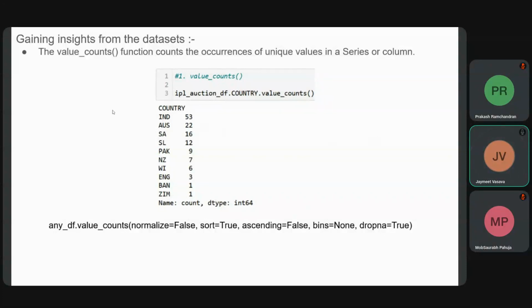So let's say we want to see how many players played in IPL, and which countries they are from. If we use countries and use value counts, it will tell us, counting the unique values, how many players belong to each country. So you can see starting from India, Australia, South Africa till Zimbabwe, we have their corresponding numbers.